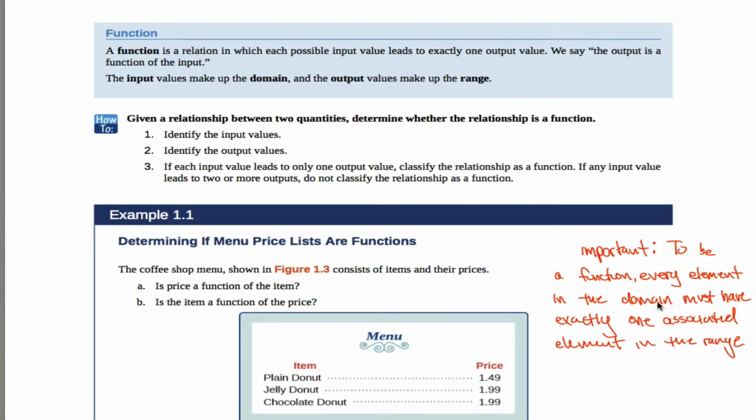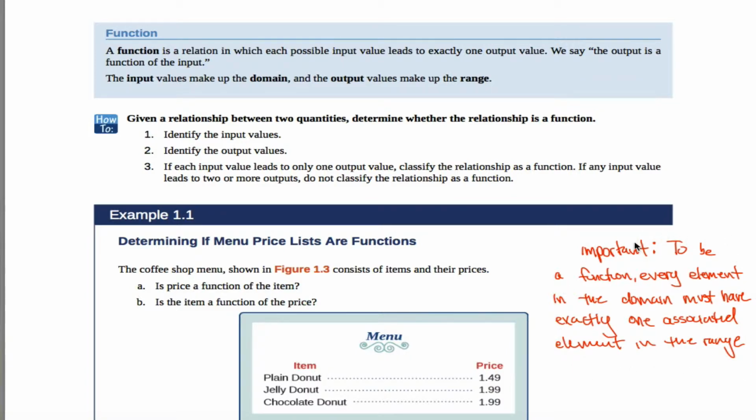To example 1.1 in section 1.1 of the pre-calculus text. The question that's asked here is whether price is a function of the item and whether the item is a function of the price. So really what you need to know to answer this question is this important criteria, and basically you can almost think about it as the definition of what a function is.